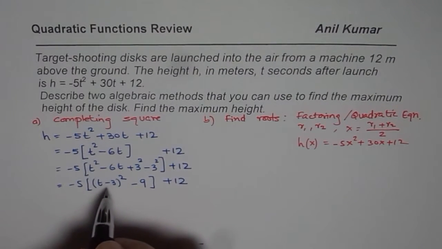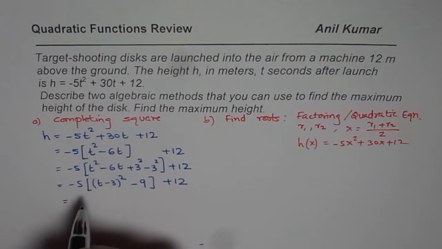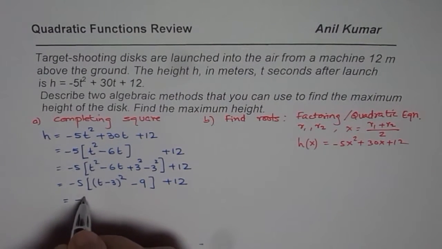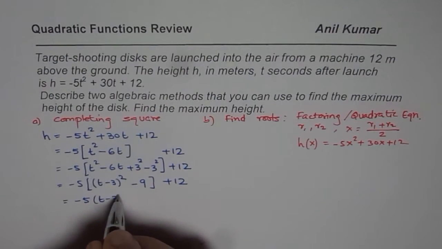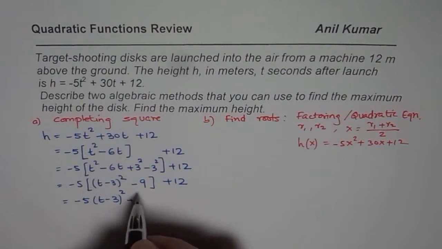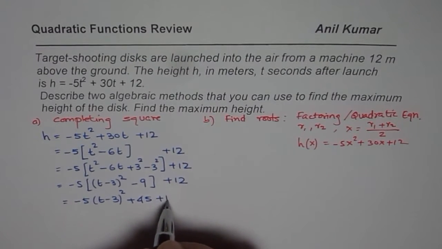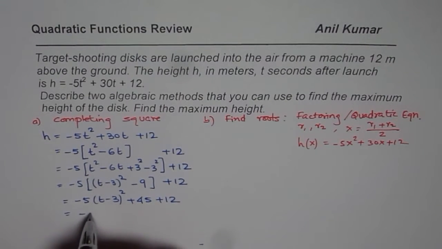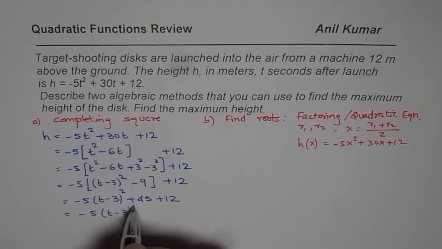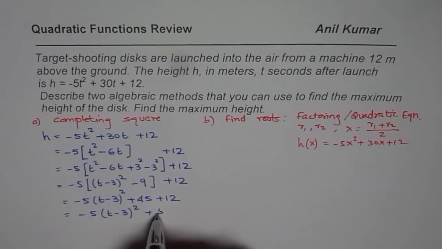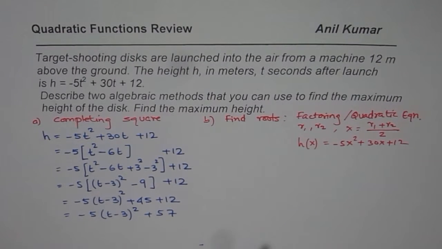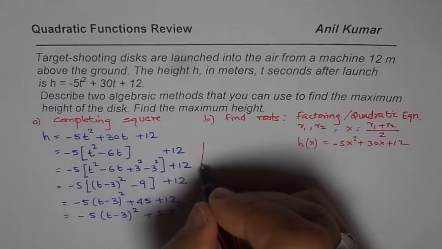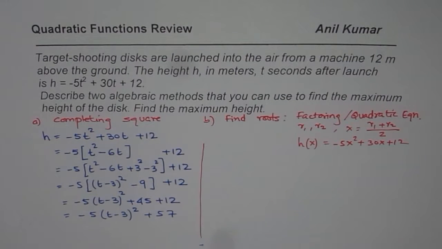So we already have the vertex form kind of, right? Let's open the bracket using the distributive property. So we get minus 5 times t minus 3 whole squared plus 9 times 5 is 45, plus 12. And now we can write the equation in vertex form. Add them up, right? So we have 57. So from here, we can read this equation directly and find the maximum, right? The maximum value is the constant 57. So that is the maximum value.